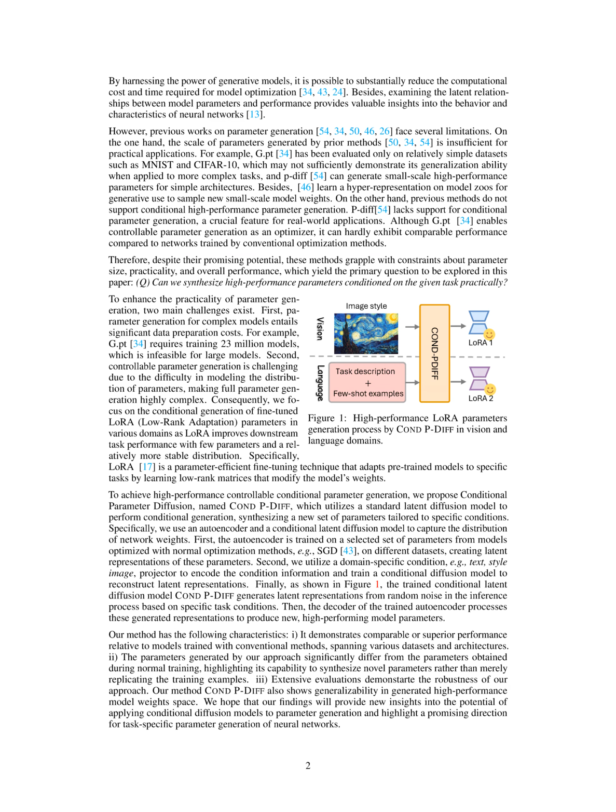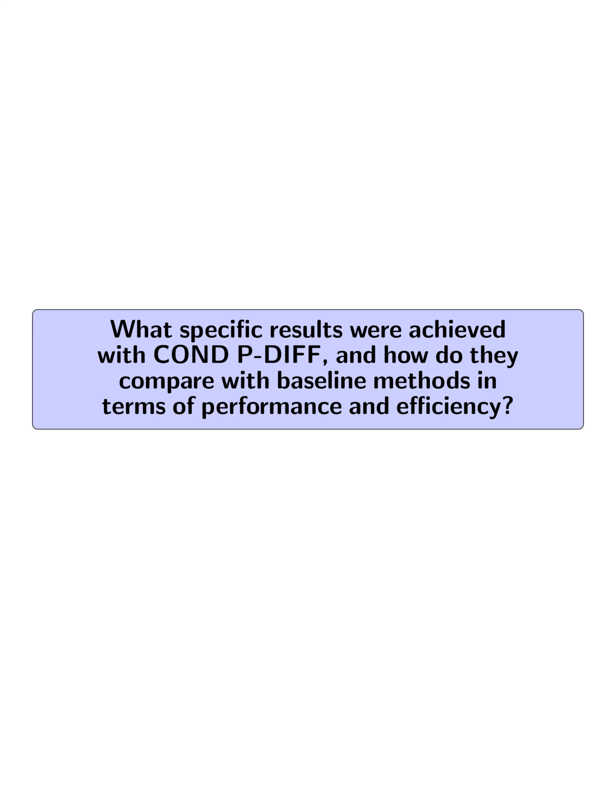The experimental design included generating 20 LoRA parameters for each task using the conditional diffusion model and merging these parameters into pre-trained models to assess their performance on validation datasets. The results demonstrated that COND P-DIFF consistently yielded comparable or superior performance relative to baseline methods, validating its effectiveness in generating high-performance parameters tailored to specific conditions. What specific results were achieved with COND P-DIFF, and how do they compare with baseline methods in terms of performance and efficiency?